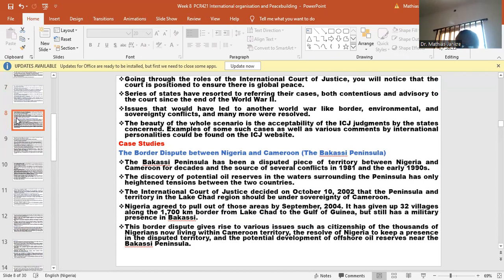Nigeria agreed to pull out of those areas by September 2004. It has given up 32 villages along the 1,700 kilometer border from Lake Chad to the Gulf of Guinea, but still has a military presence in Bakassi. This border dispute gives rise to various issues such as the citizenship of thousands of Nigerians now living within Cameroon territory, the refusal of Nigeria to keep a presence in the Bakassi disputed territory, and the potential development of offshore oil reserves near the Bakassi Peninsula.